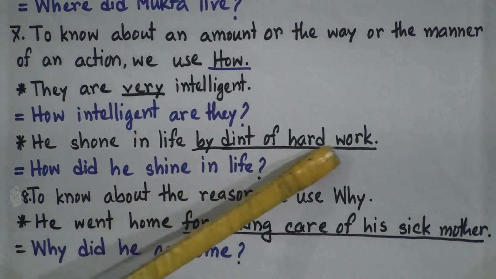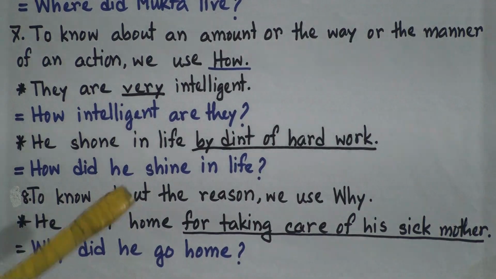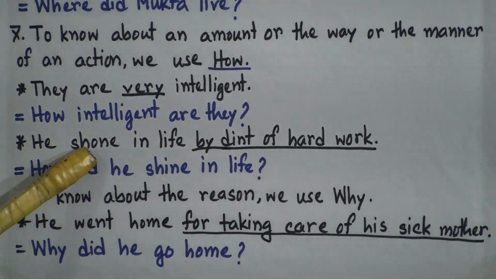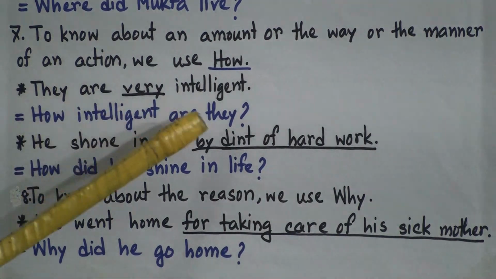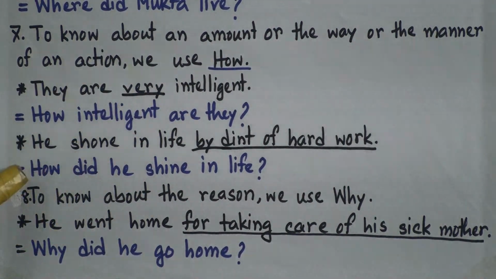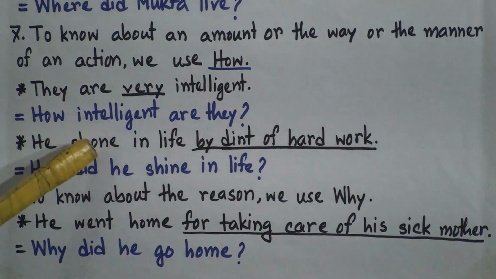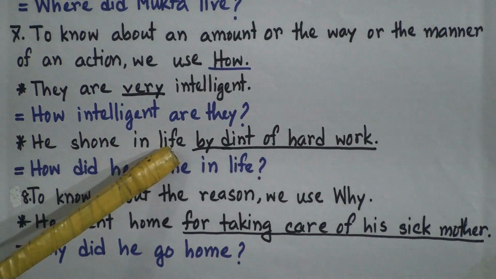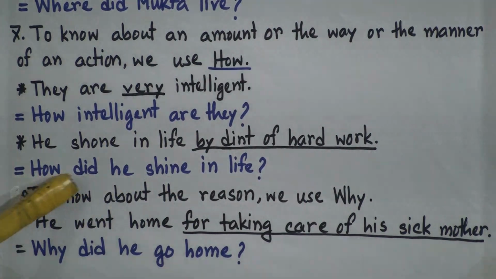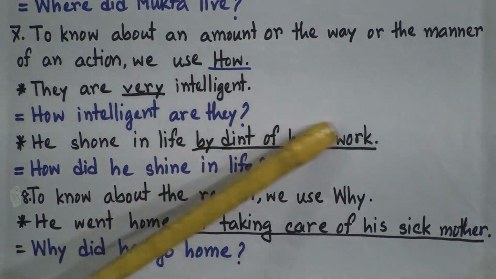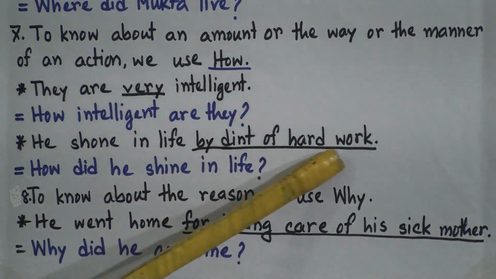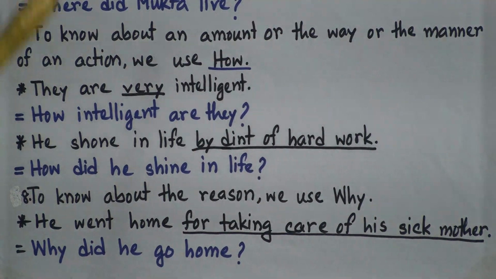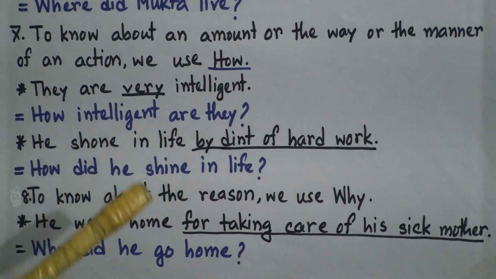He shone in life by dint of hard work. Now look, we want to know about the way. So we will start our question with how, and now shone is the past form of the verb shine. So we will add here did, and in the first example there is the auxiliary verb, that's why we don't need to add do, does or did. Here we will add did because there's no auxiliary verb in this sentence. Now our subject he, and then the present form of the verb shone, that means shine, and now what is left, in life. So how did he shine in life? We will not write these underlined words because we want to know about it. Now how did he shine in life? He shone in life by dint of hard work. Now look, you cannot give the answer by saying yes or no.